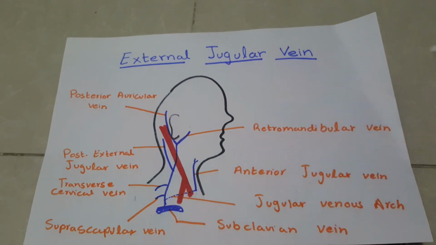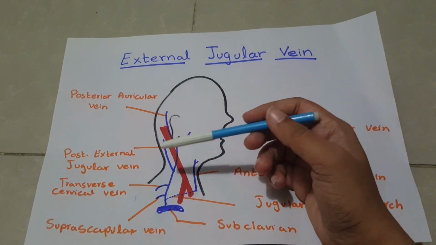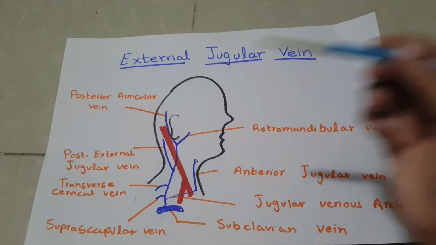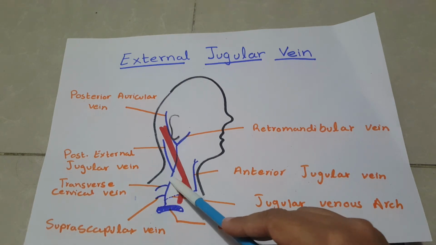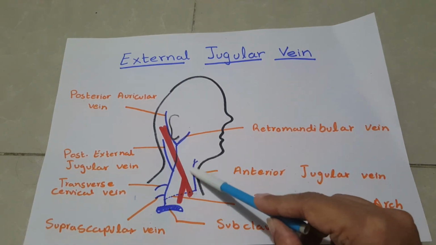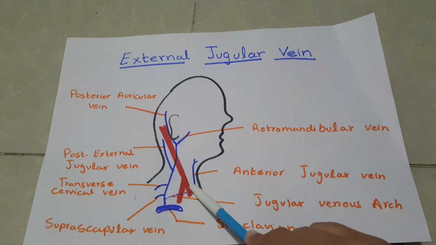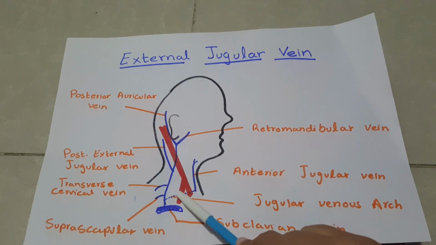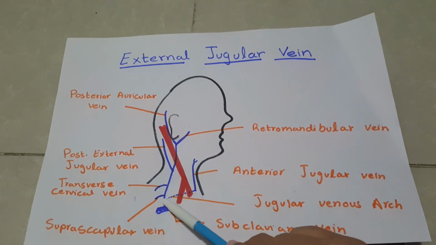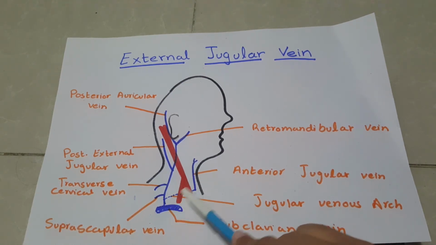Following are the tributaries of external jugular vein. As you can see in the diagram that external jugular vein receives the blood from the posterior external jugular vein, transverse cervical vein, suprascapular vein, anterior jugular vein. Anterior jugular vein, we have already discussed its course in our previous lecture. Anterior jugular vein passes behind the sternocleidomastoid muscle and joins the external jugular vein through the jugular venous arch.